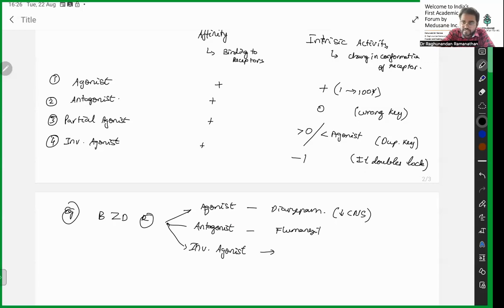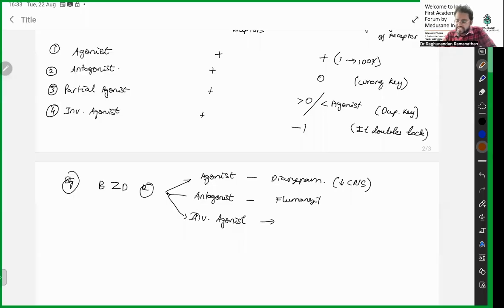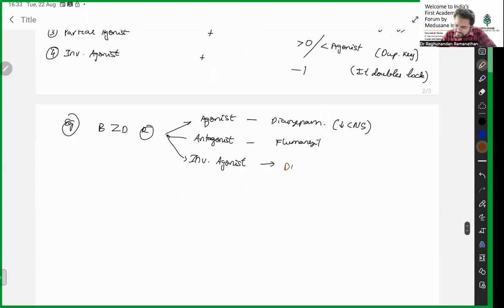What is the example of inverse agonist? Someone? You have the DMCM, otherwise called beta carboline. It is going to act as an inverse agonist. Meaning, instead of reducing the central nervous system activity, it is going to increase the central nervous system activity. So this is called your inverse agonist. Is it clear? I hope I am clear till now.